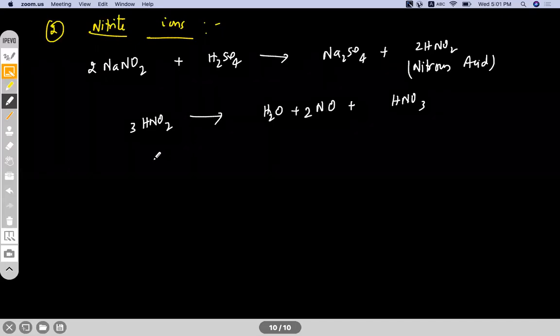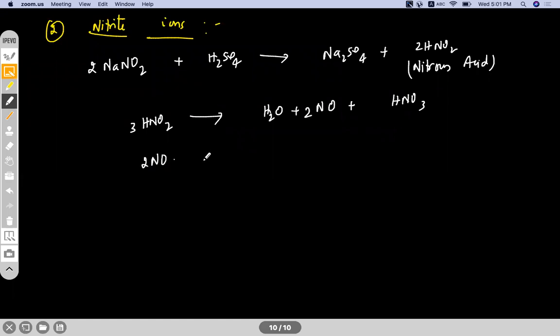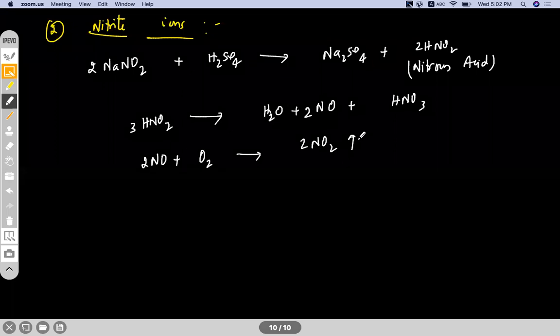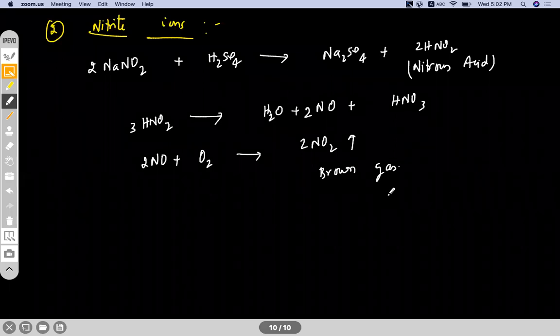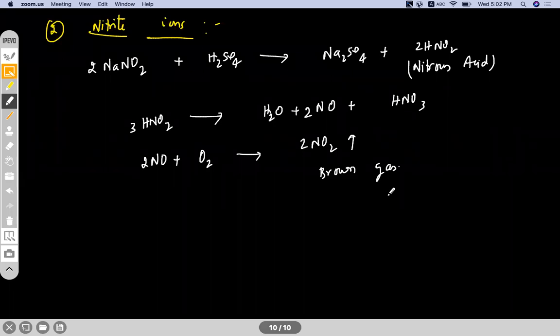This is the reaction. Now this NO monoxide that we have combines with atmospheric oxygen and converts into nitrogen dioxide, that is NO2. Brown gas. Okay, now in this only we have a reaction.